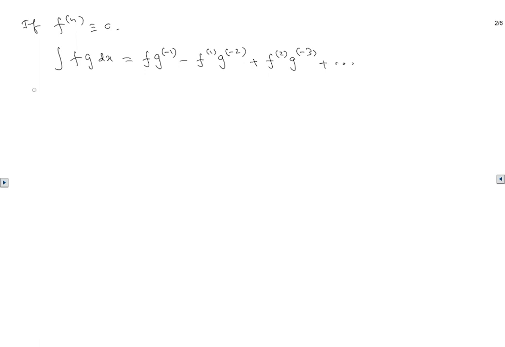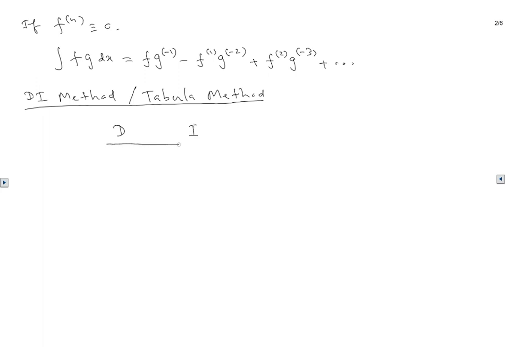And then let's try what we call the DI method. So what's the DI method, or the tabular method? We're going to start with the derivative function, and then the integral function. So we're going to start with f and g. One thing we need to figure out is what to pick for f. That's very important, because we pick the function for f so that once you take the derivative, it is simpler than the original. That's how you pick the f function.